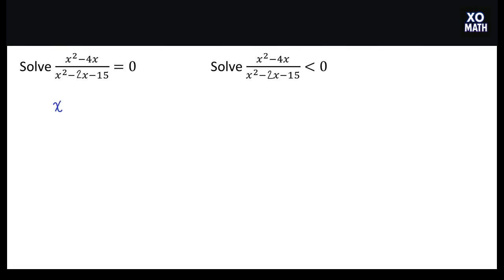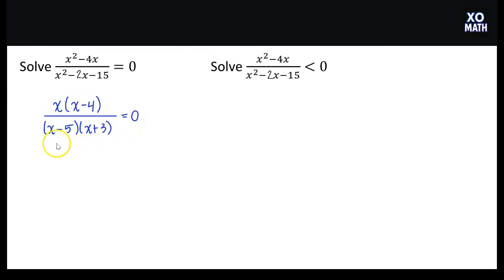We'd factor out an x, and then we'd be left with the quantity x minus 4 in the numerator. In the denominator, we're going to have the quantity x minus 5 times the quantity x plus 3. Now we do have to factor the numerator and denominator to make sure there are no linear factors that cancel, because then that would be a hole in the graph as opposed to an x-intercept, which is what we're trying to find when we set a function equal to 0.